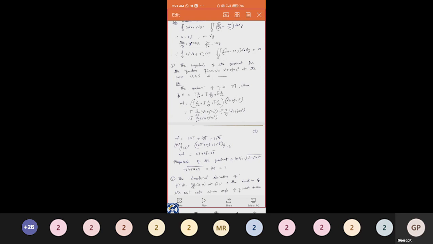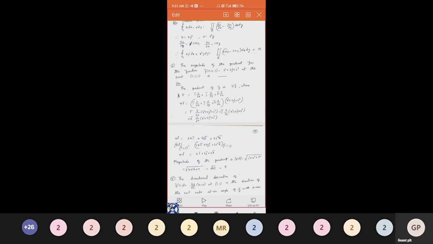But what is our actual question? The magnitude of the gradient. So what is magnitude? For a vector, you just find the modulus. So the magnitude of the gradient is the modulus of del f, which is given by root of 2 square plus 6 square plus 3 square.